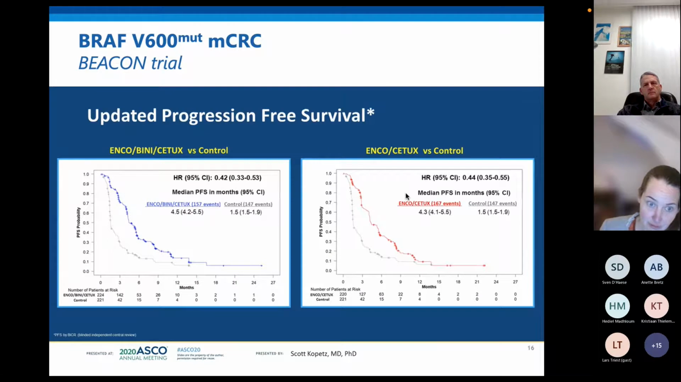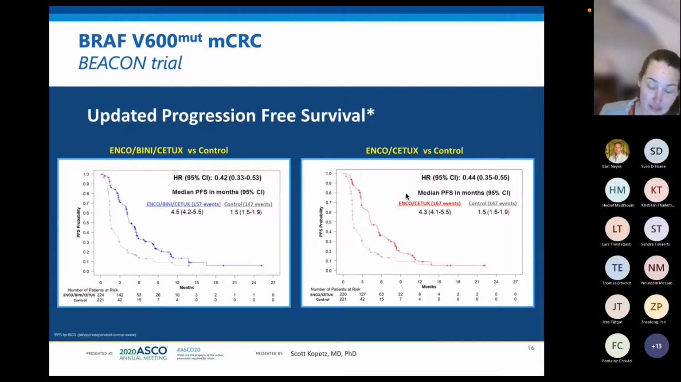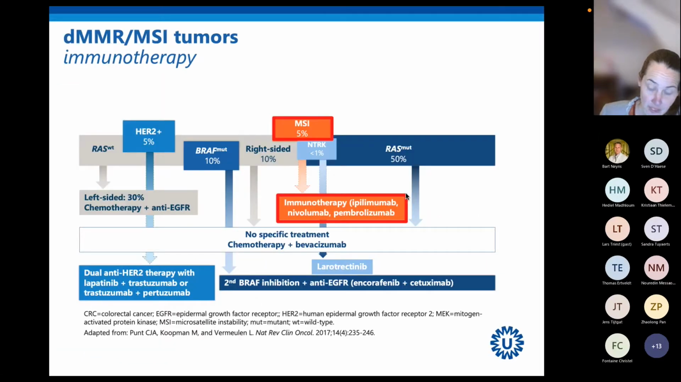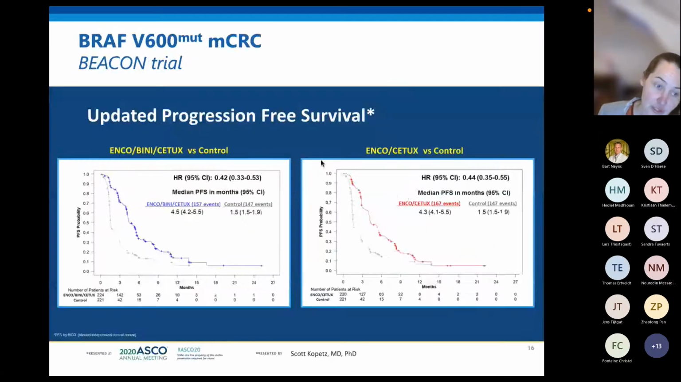So for progression-free survival, you can see the same. So a clear advantage of the targeted options compared to the control. Because there's no clear difference between the triplet and the doublet, the doublet is usually used and registered.